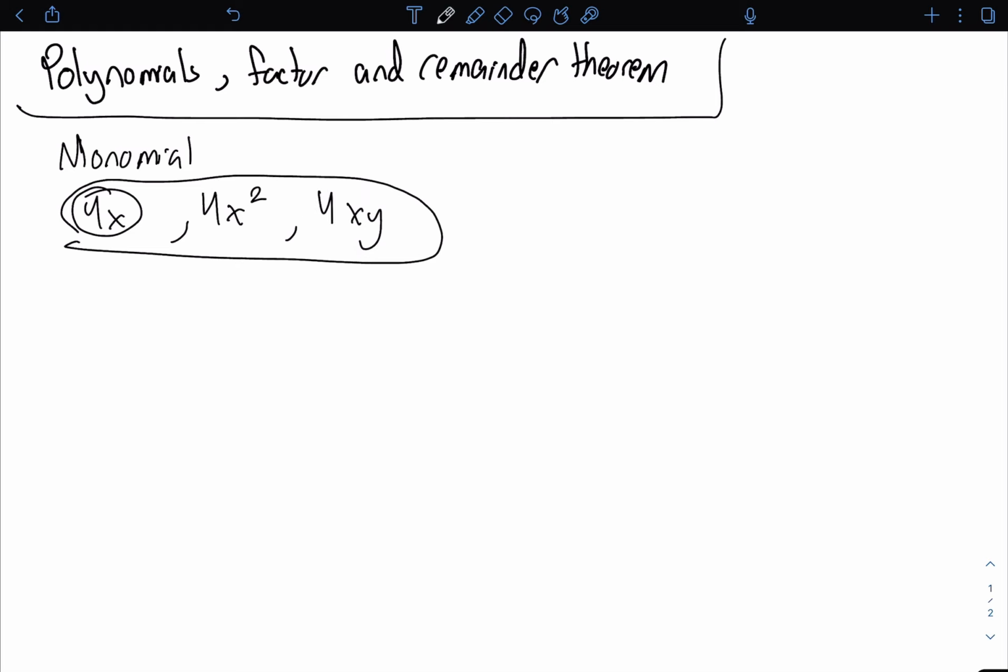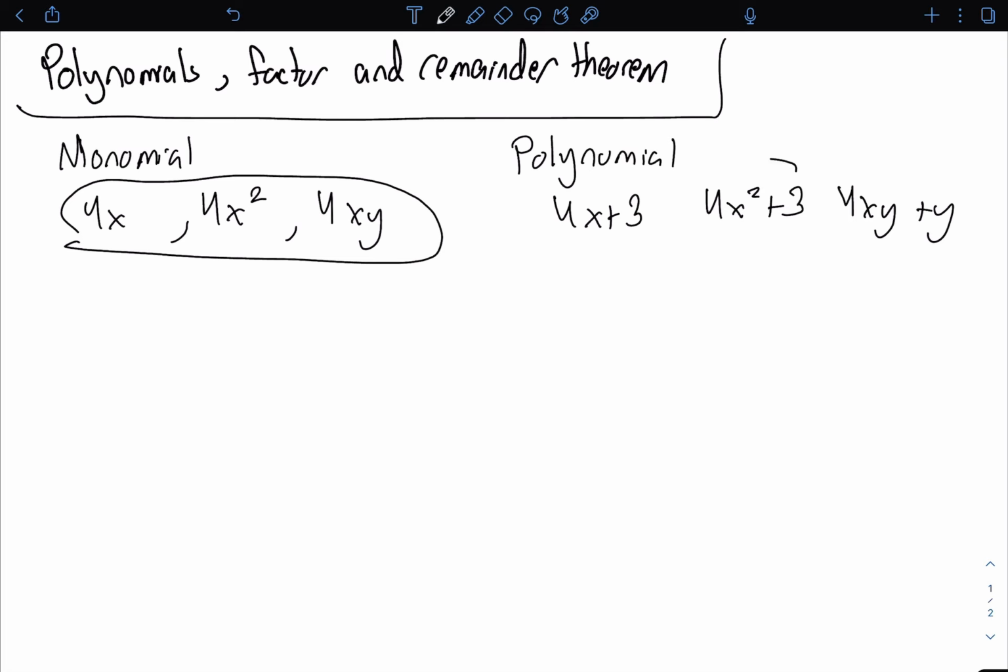So what is a polynomial? Well, you can guess right now. A polynomial is an equation that has more than one term. So it would be 4x plus 3, 4x squared plus 3, or 4xy plus y, for example. Two terms, so that's a polynomial, not a monomial. This can go to 3 terms, 4 terms, 5 terms. The list keeps going on.